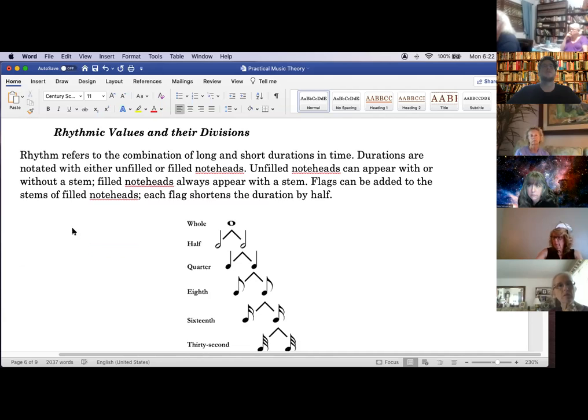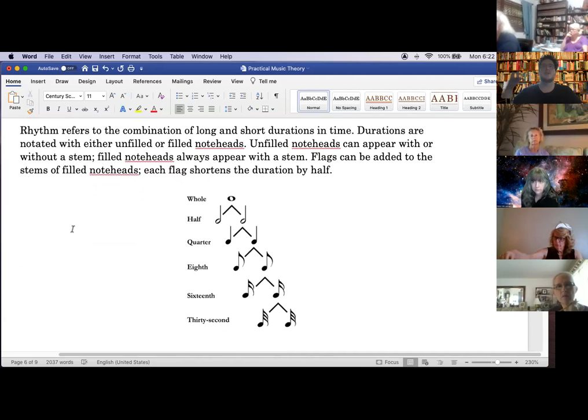Rhythmic values refers to the combination of long and short durations in time. So again, we took a bar, which is a measure of time, and we broke it into beats of each measure. And now rhythms either combine these beats or break these beats into further parts so that we can incorporate the musical information that we're going to perform.